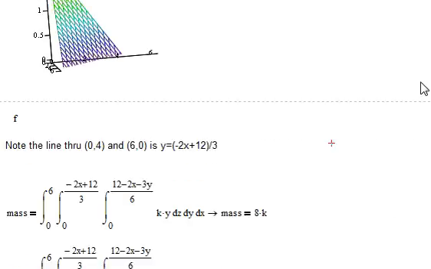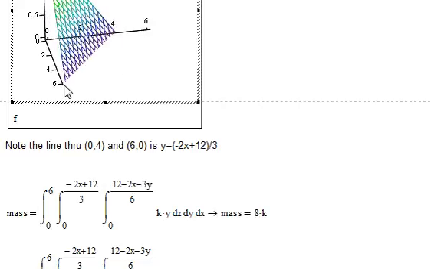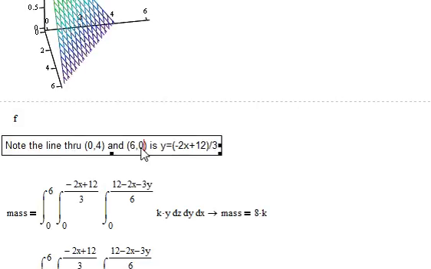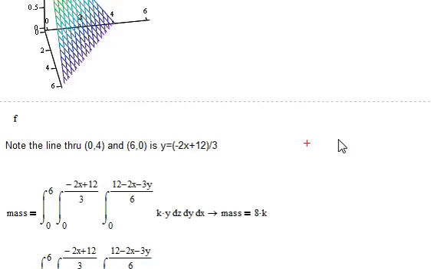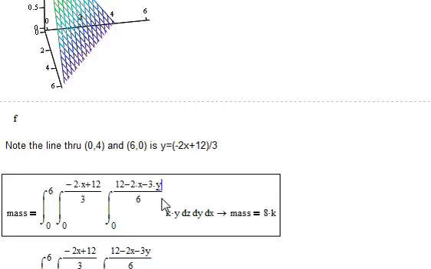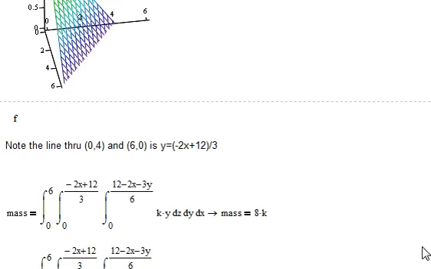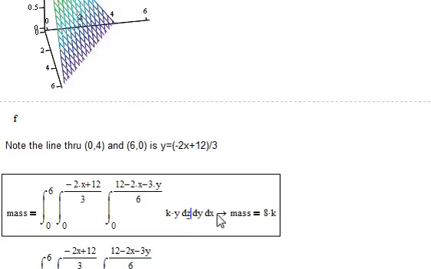So note the line through the points (6, 0) and (0, 4) is finding the slope: 0 minus 4 over 6 minus 0, so negative 2/3. And of course the y-intercept is 4, so it would be y equals negative 2x plus 12 over 3. So z, going from 0 to the plane, if you solve the planar equation for z, it's this, right? That would be our upper z limit.